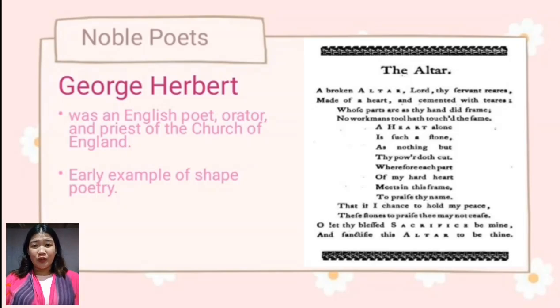In this poem, Herbert uses the shape of an altar, a table used for religious ceremonies, to represent the idea of offering oneself to God. Notice how the words in this poem are arranged in the shape of an altar. That's not a coincidence. Herbert used the shape to represent the idea of offering oneself to God. The shape adds another layer of meaning to the poem, making it more powerful and impactful.